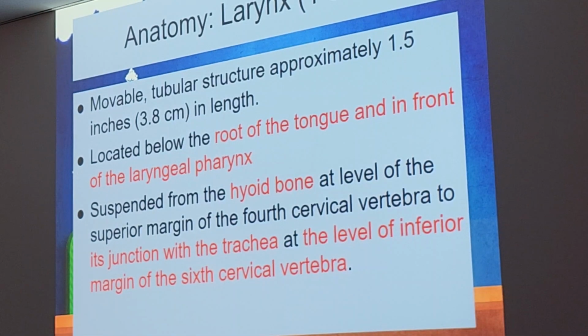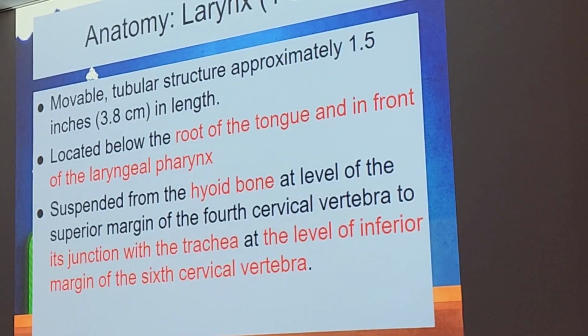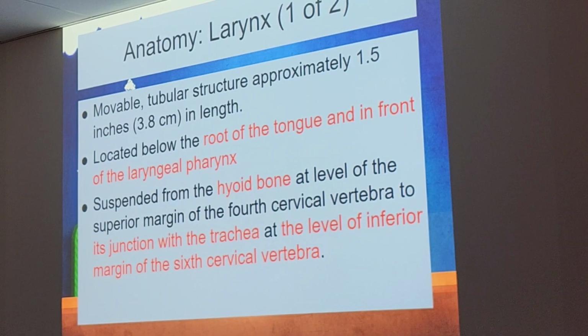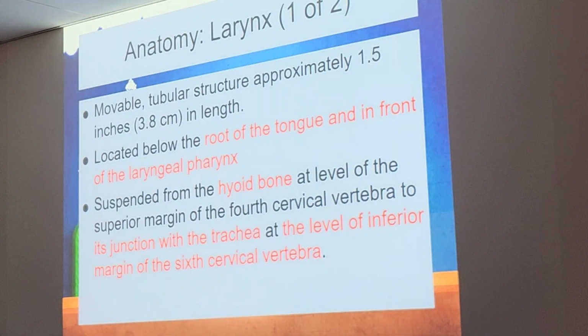All right, so now we're gonna talk about the larynx. It is a tubular structure, 1.5 inches, kind of short, and it's located right below the root of our tongue and in front of the laryngeal pharynx. So the larynx sits in front of the laryngeal pharynx.